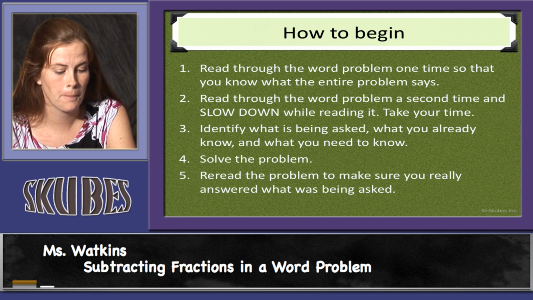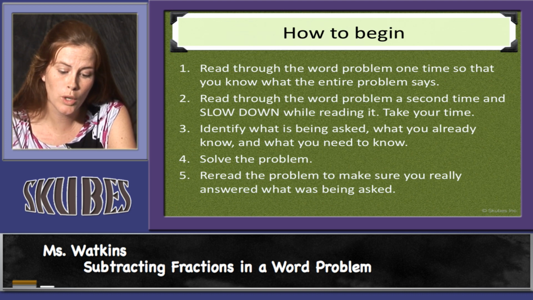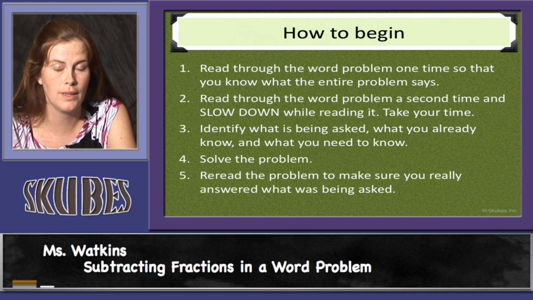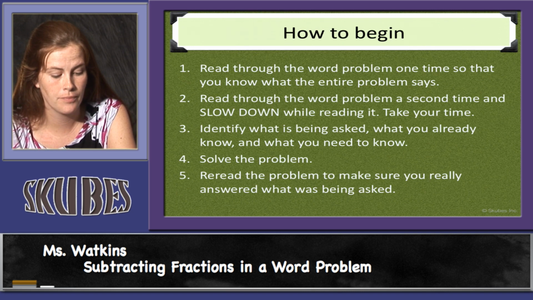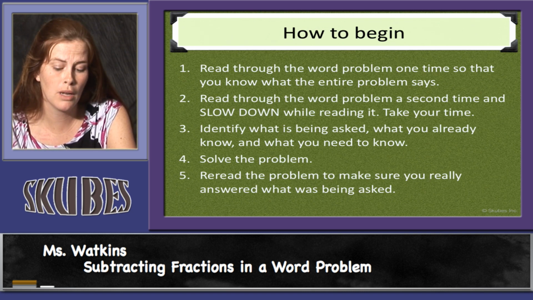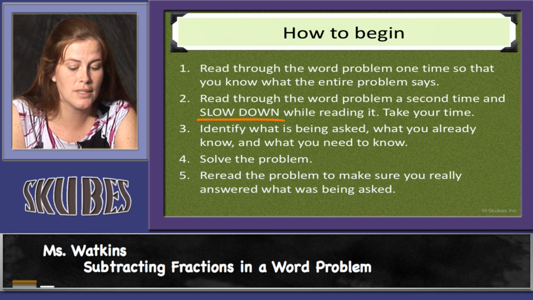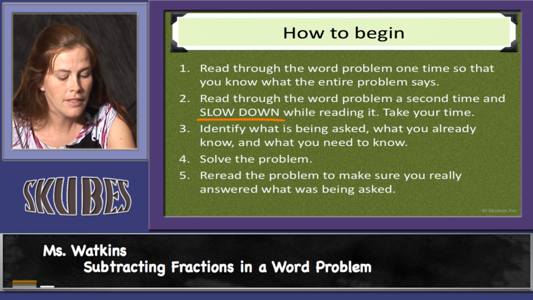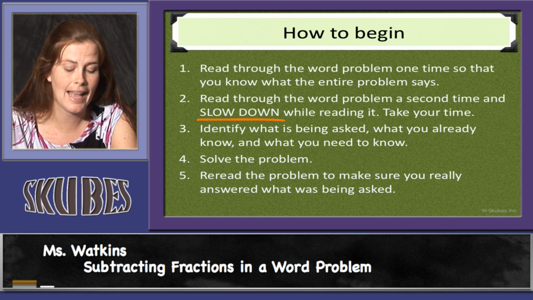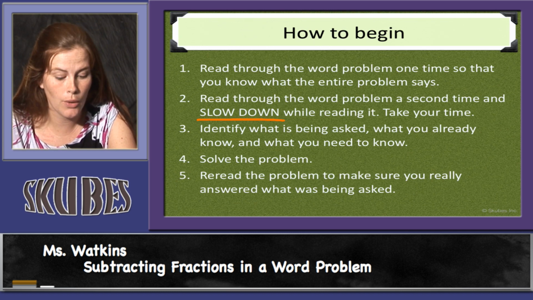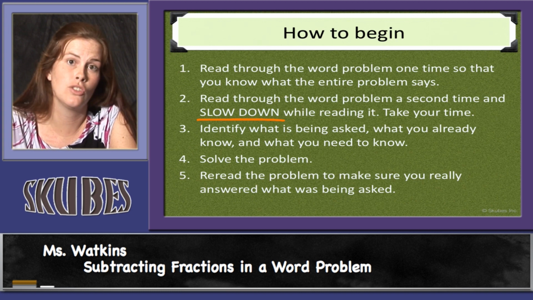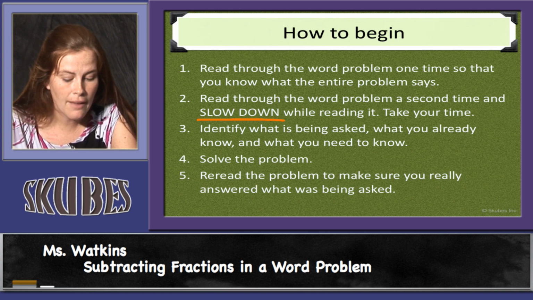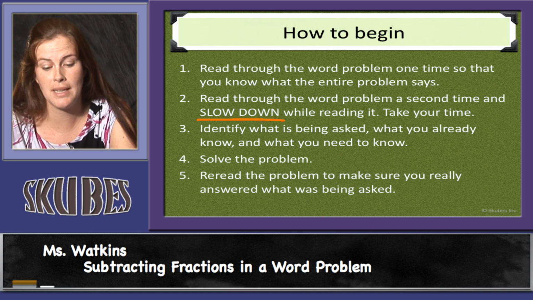How to begin. First, read through the word problem one time so that you know what the entire problem says. Next, read through the word problem a second time and slow down while reading it. Take your time. Then you will identify what is being asked, what you already know, and what you need to know. Next step is to just solve the problem. And finally, reread the problem to make sure you really answered what was being asked.